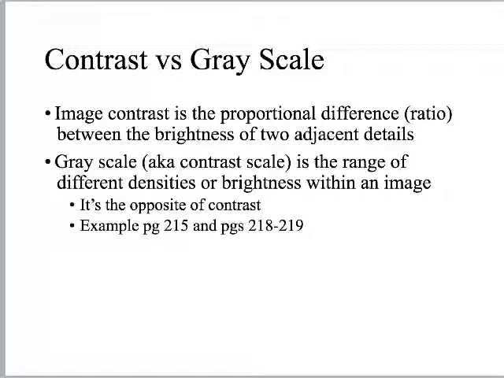Grayscale, which could also be called contrast scale, is the range of different densities or brightnesses within an image. One thing to stress is grayscale is the opposite of contrast. We will talk about them in opposite terms. For example, something that has a high contrast has a short grayscale. Something that has a low contrast has a long grayscale, right?